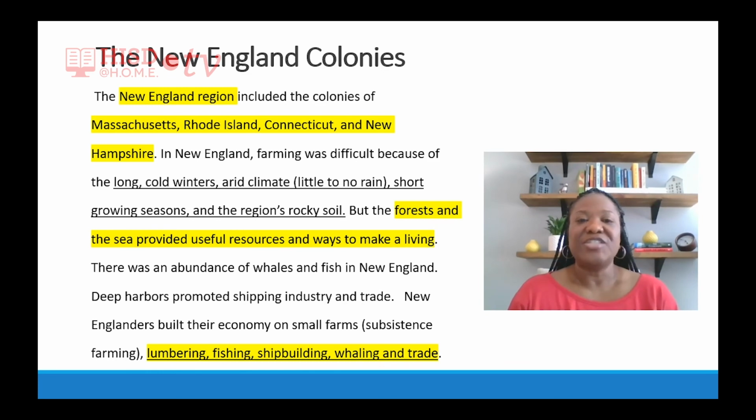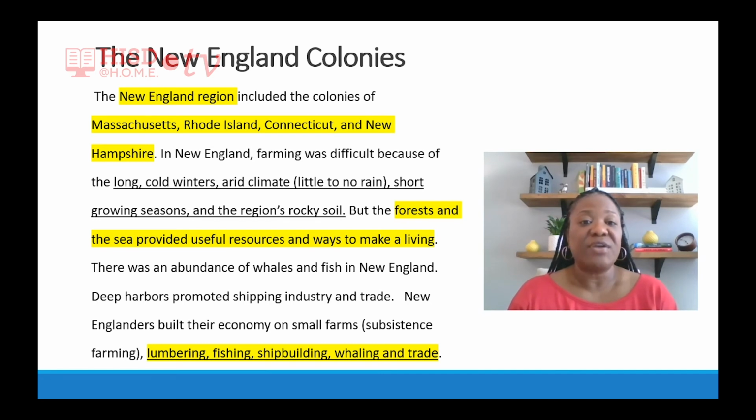Let's read about the New England colonies. The New England region included the colonies of Massachusetts, Rhode Island, Connecticut, and New Hampshire. In New England, farming was difficult because of the long, cold winters and climate. That means there was little to no rain and a short growing season, and the region's rocky soil. But the forest and the sea provided useful resources and ways to make a living.